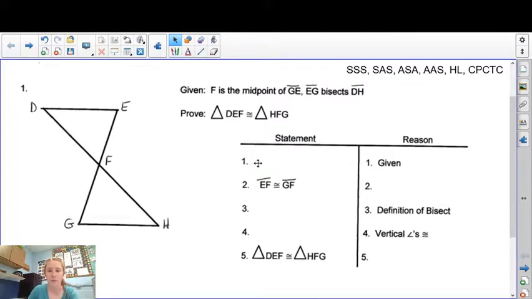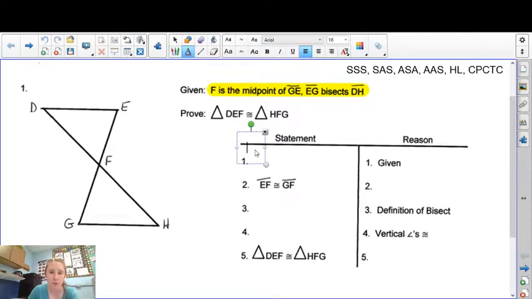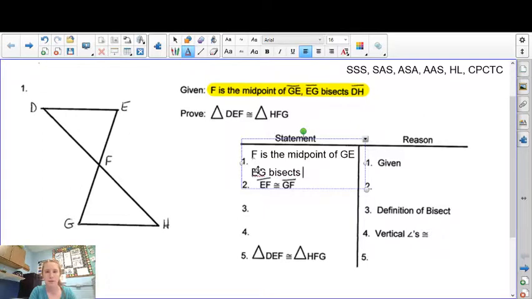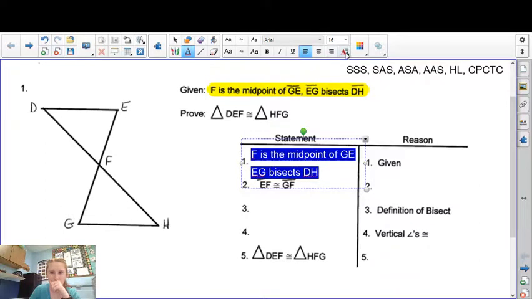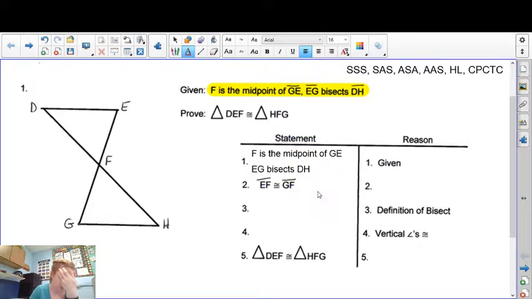Number one says that we're always going to start off with our given. So we look and see, hey, stuff is typed for us, so we're going to highlight that. And then we ask ourselves, is anything on the picture to be highlighted? Nope. Good to go. So we're going to type what's given to us. First one says F is the midpoint of GE, and EG bisects DH. I have to make it a little bit smaller so it fits.